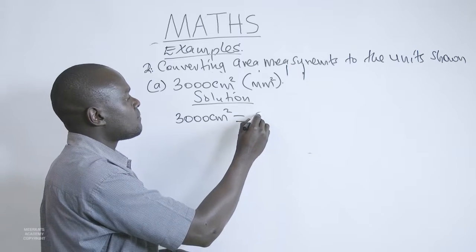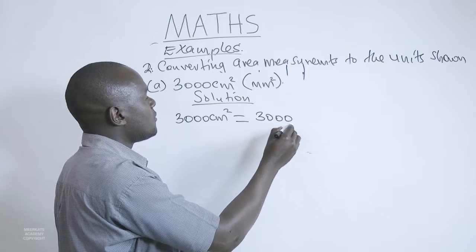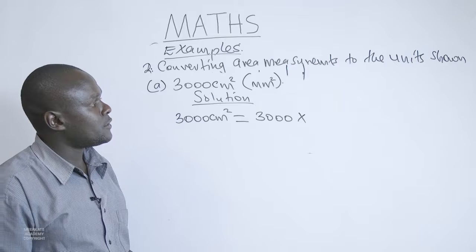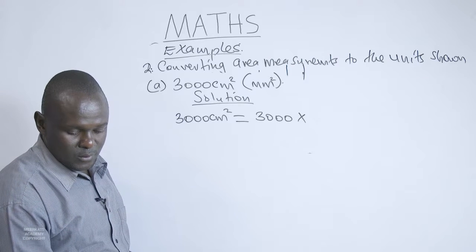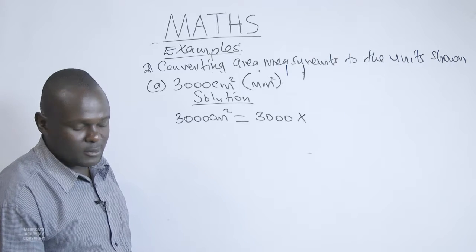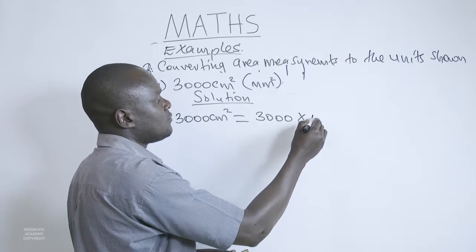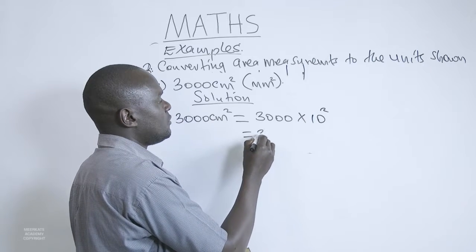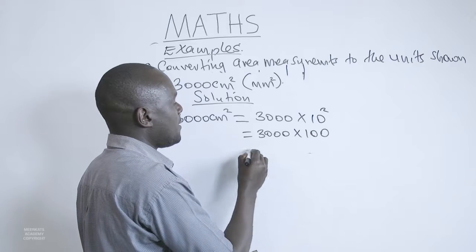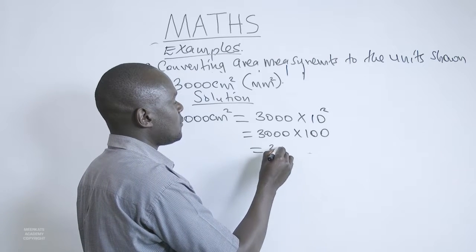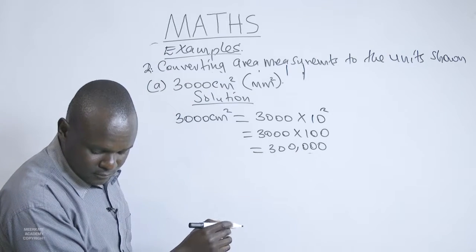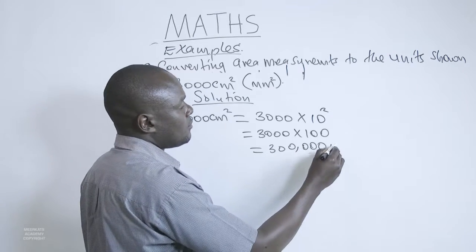This will be 3,000 multiplied by, check from the chart that we created. We are moving from centimeters to millimeters, so this is the same as 3,000 multiplied by 10 squared, which will be 3,000 times 100, giving us 300,000 square millimeters.